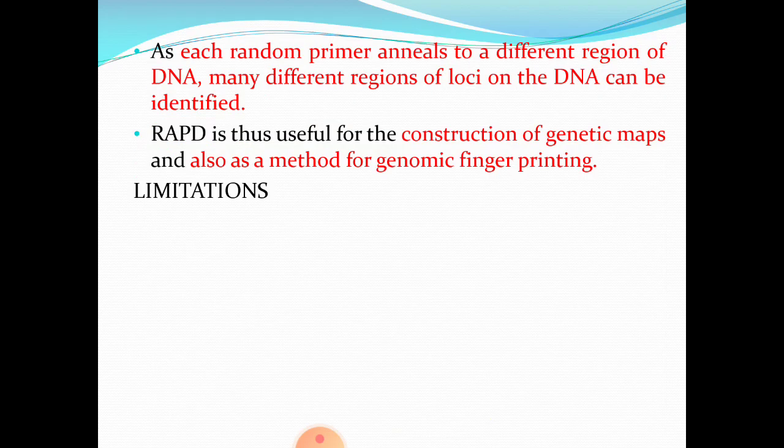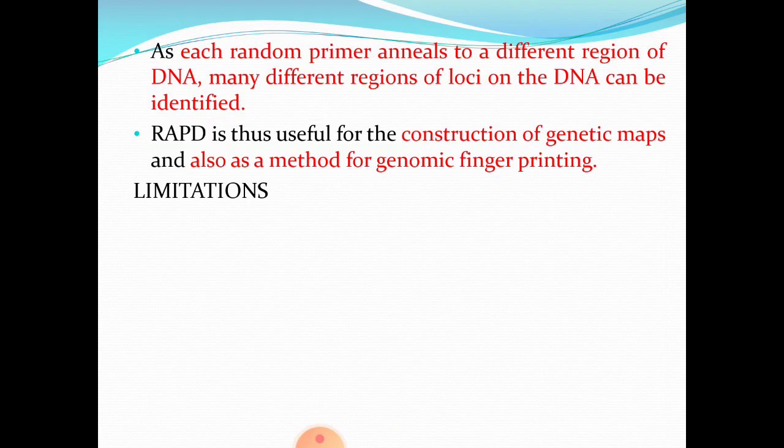As each random primer anneals to a different region of DNA, many different regions or loci on DNA can be identified. And therefore, RAPD is useful for the construction of genetic maps, and it also serves as a method for genomic fingerprinting. So the two major applications of RAPD are, number one, construction of genetic maps, and number two, a method for genomic fingerprinting.